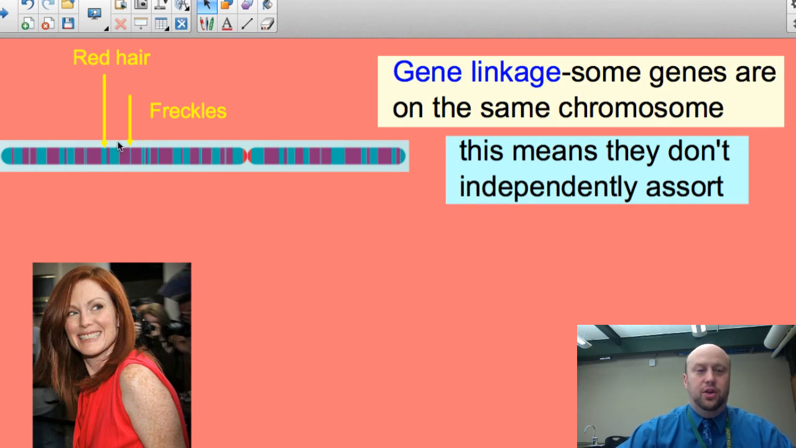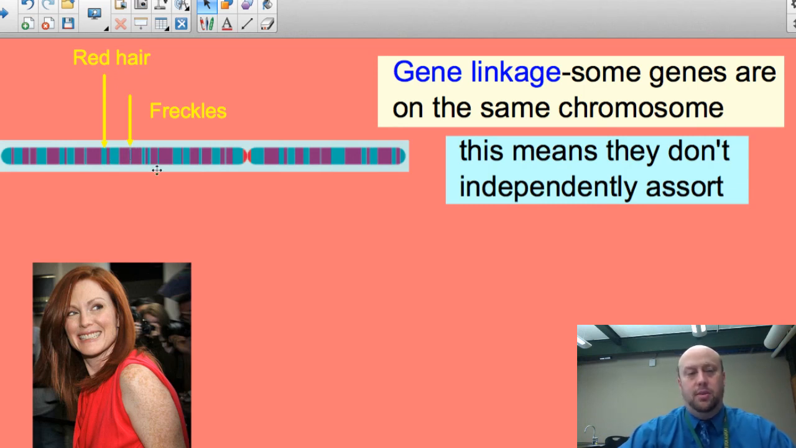The only way that they're really going to get separated, the only way that you're going to get, say, red hair without freckles, is if crossing over happens and those two things get separated off on the gene. So remember, we pulled off one part of the gene and it went to a separate part. That might be a case where those things get split up, but it doesn't happen as much.